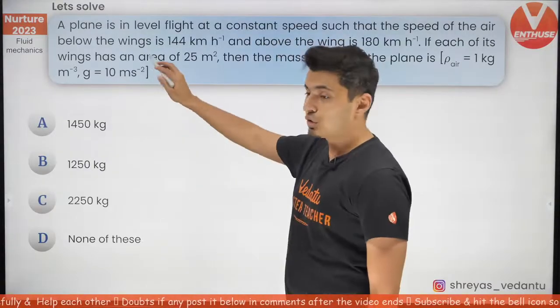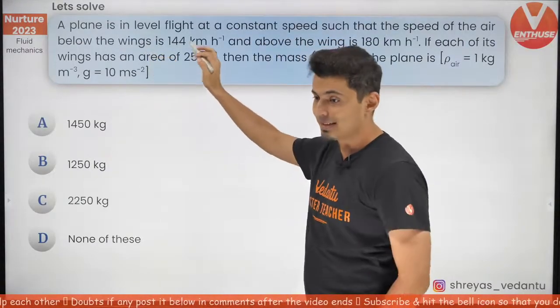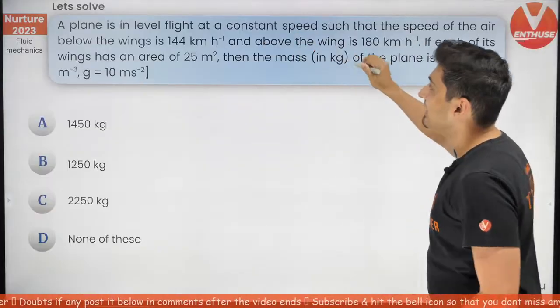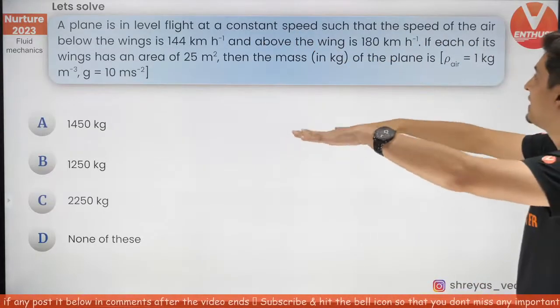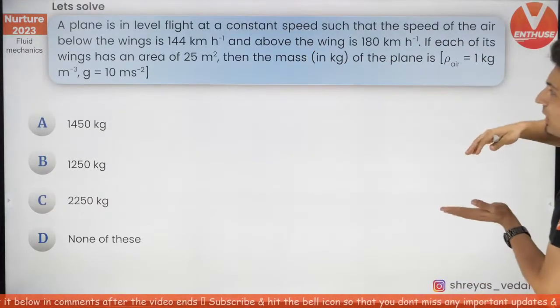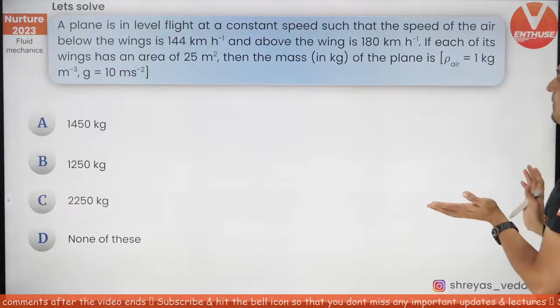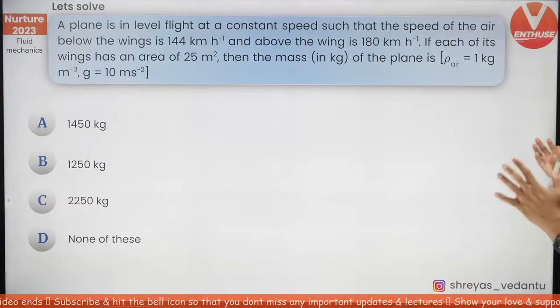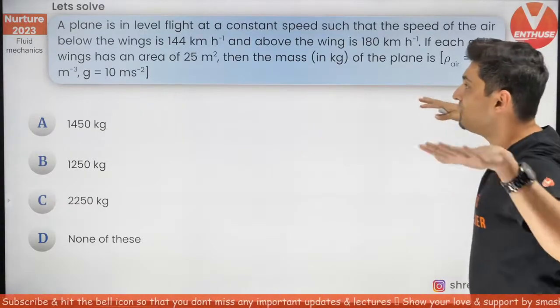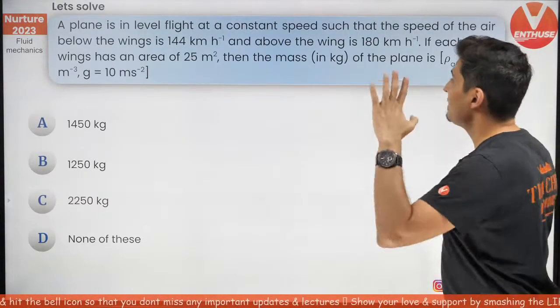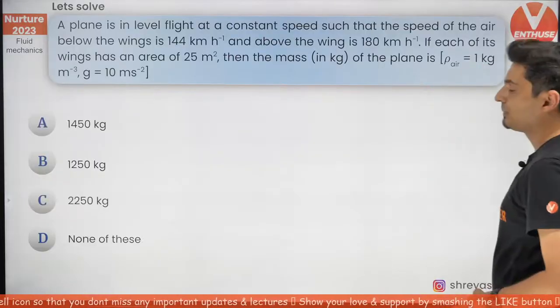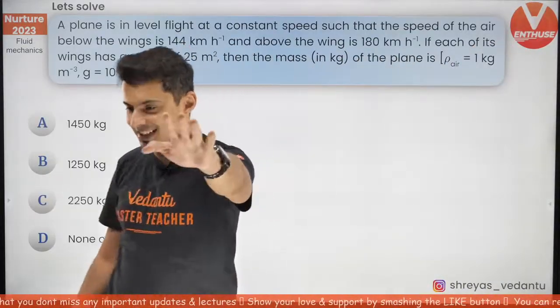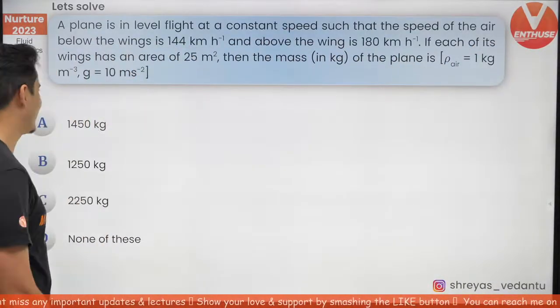Here it is. The question on aeroplane. Let's see. A plane is in level flight at constant speed such that the speed of the air below is 144, speed of the wind above is 180 kilometers per hour. Each of the wings has 25 meters square area. Then what is the mass of the plane? Wow, what an interesting question. Let's have a look at this.